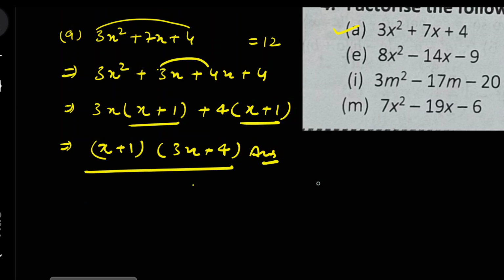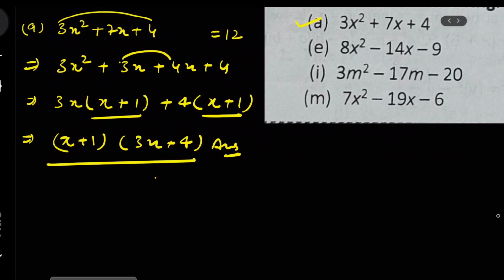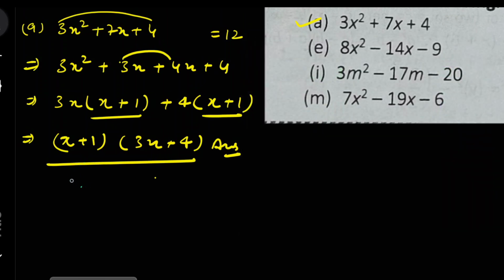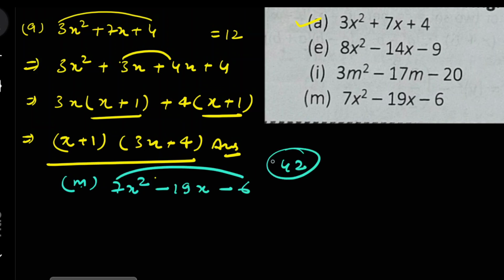Now move to the next question, question number M. In question number M, the question is 7x square minus 19x minus 6. So 7 6s are 42. Now we have to split minus 19 to get the 42. As here the sign of the 6 is minus, it will be minus 42. So it must be divided into two numbers.